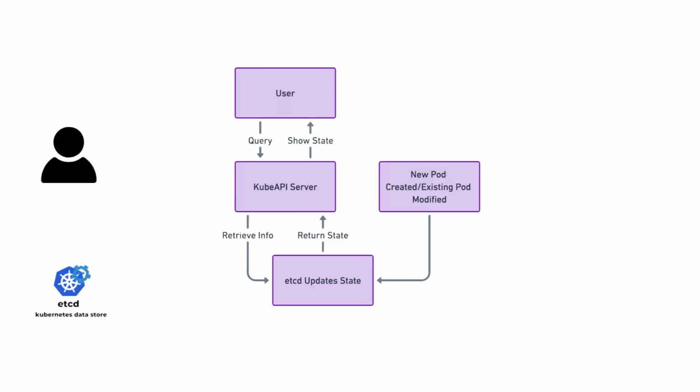Let's look at a quick example to understand this. Imagine you want to know the current state of all the pods in your cluster. The Kube API server queries etcd to retrieve this information. When a new pod is created or an existing pod is modified, etcd updates its state.